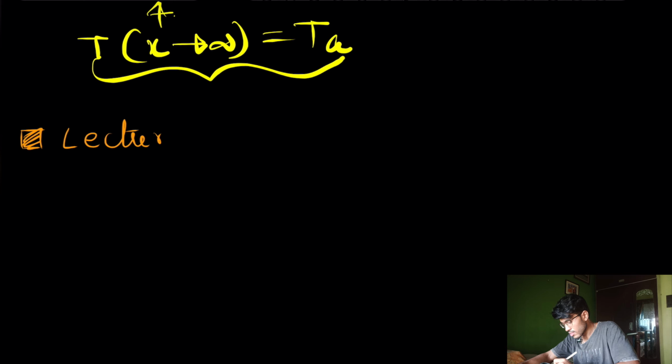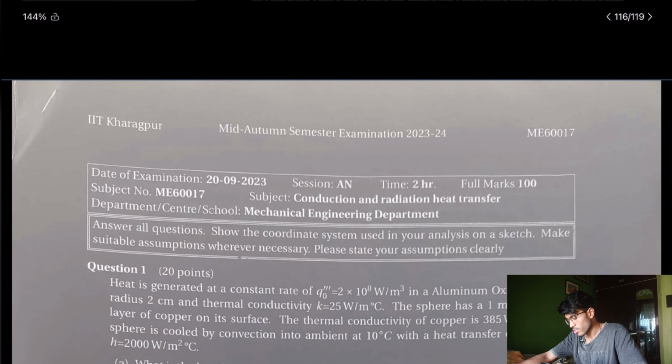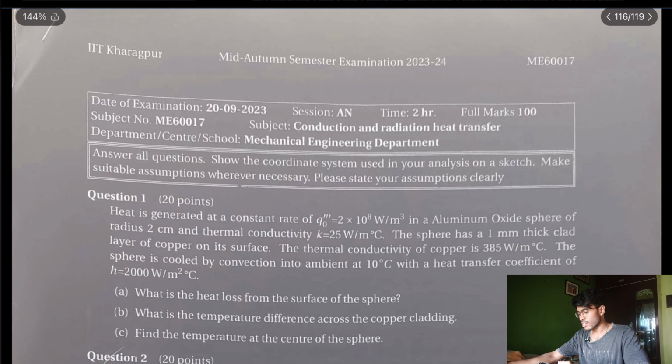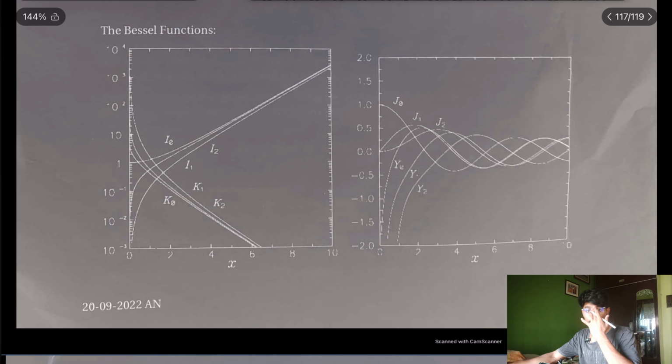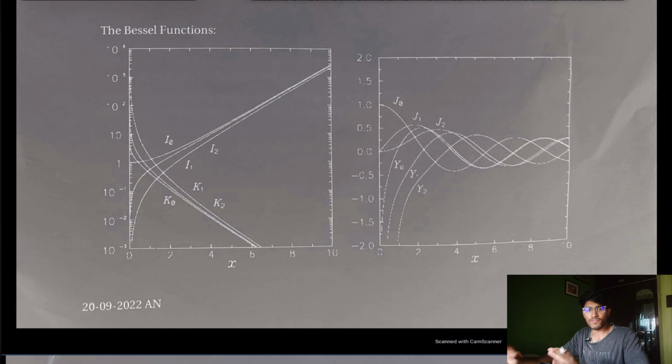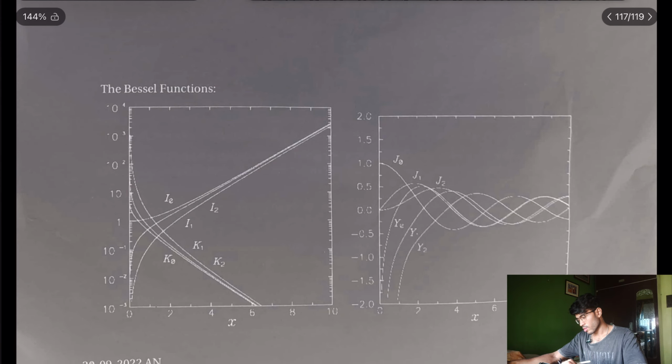So today is lecture 17. Now I will show you a very interesting thing. This is the mid autumn semester examination of IIT Kharagpur in 2023. Here you will get the real feel of how things will be given in the question paper. I told you that you don't have to memorize anything about Bessel function, not the form, not the graphs, not anything. You just have to have the concept of how to compare your governing equation with the Bessel equation. If you can do that, then you can solve the problem. For that you require a bit of practice.